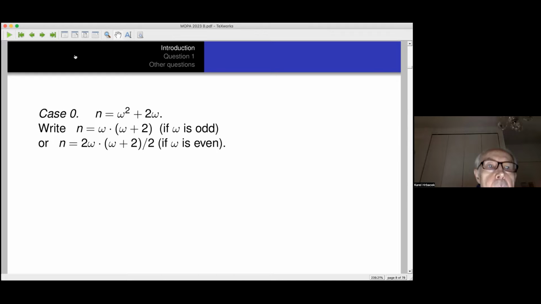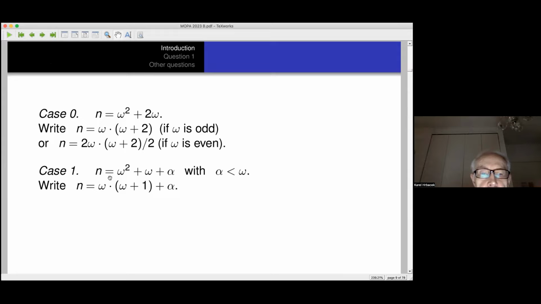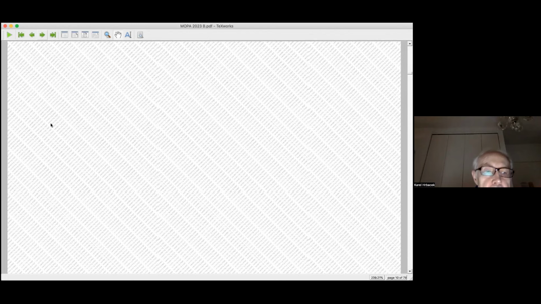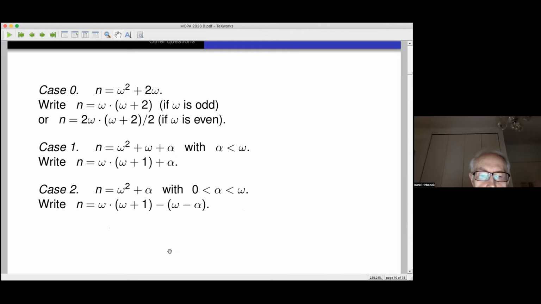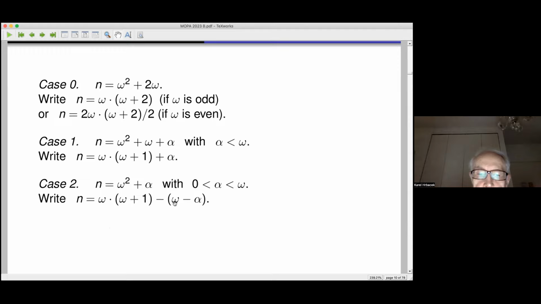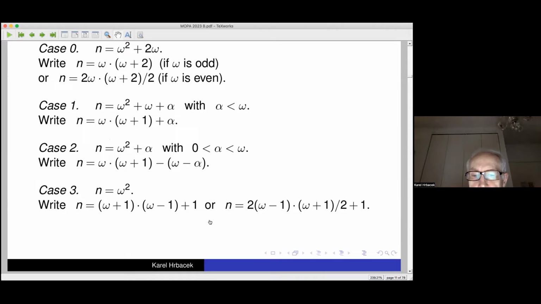Okay, now the second case is even easier. If the integer has the form omega squared plus omega plus alpha, well, then just factor omega, and you have 2 coprime factors, and alpha is smaller than the smaller of them. Third case, we have omega squared plus alpha, well, then you write it in this form, omega squared plus omega minus omega plus alpha, and again, the 2 factors are coprime of the same magnitude, and omega minus alpha is positive and less than omega. This time we get a minus sign, but I allow that. And the final case is just omega squared, well, then you add and subtract 1, and again, you have 2 possibilities. Either the 2 factors are already coprime, or you have to factor 2 to make them so.